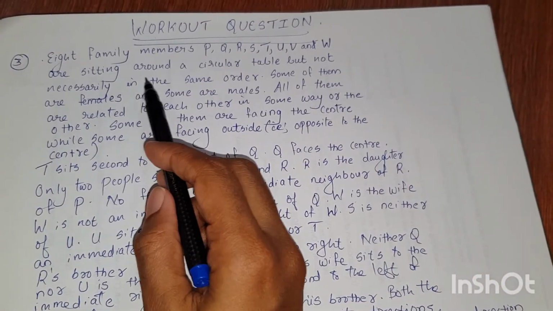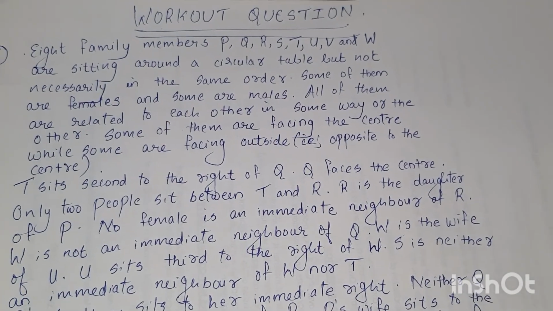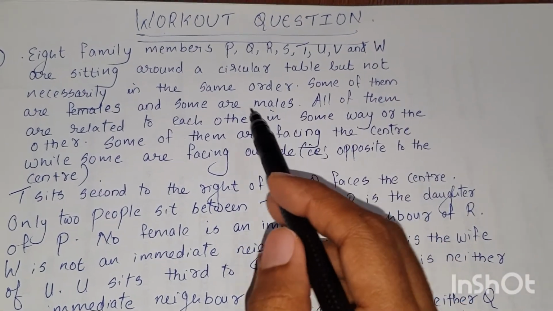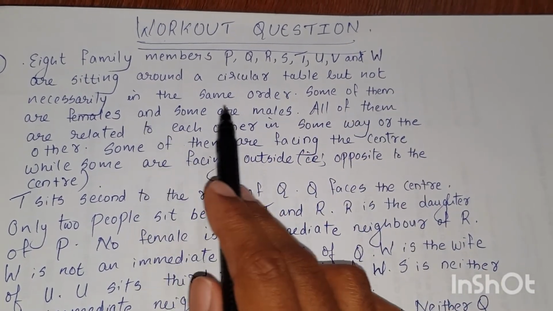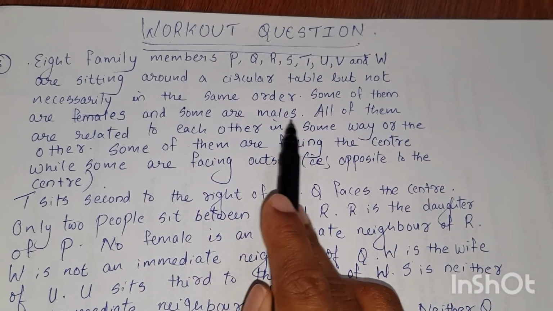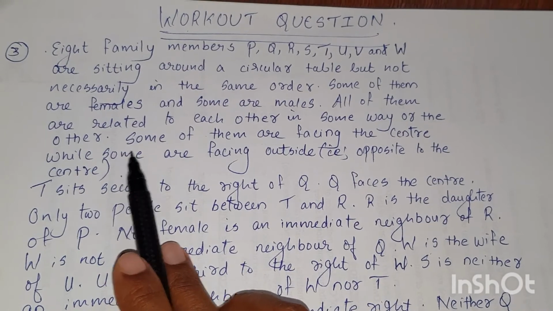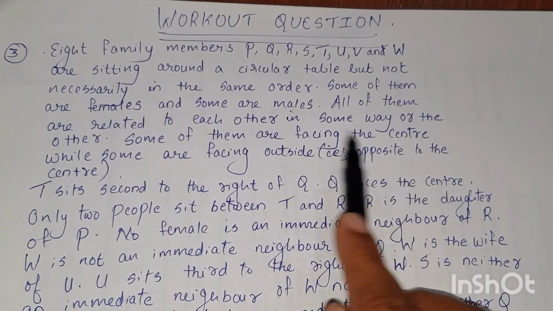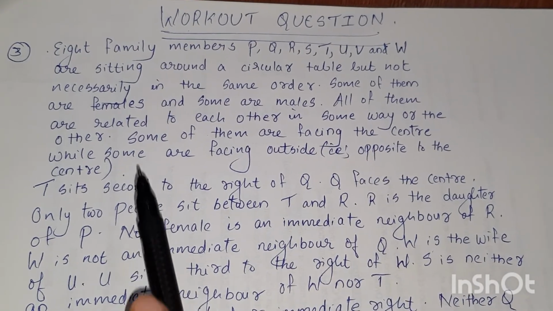Going to the third workout question, 8 family members P, Q, R, S, T, U, V and W are sitting around a circular table but not necessarily in the same order. Some of them are females and some are males. All of them are related to each other in some way or the other. Some of them are facing the center while some are facing outside. Facing outside means opposite to the center.